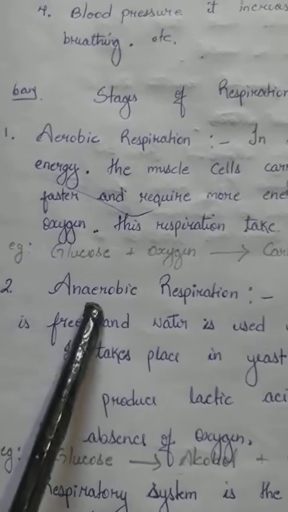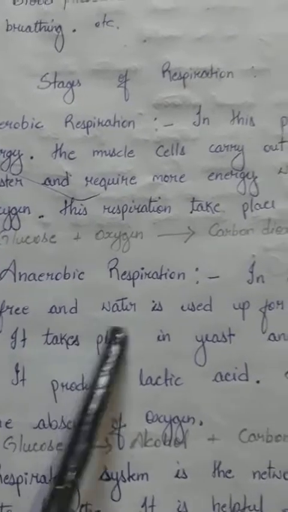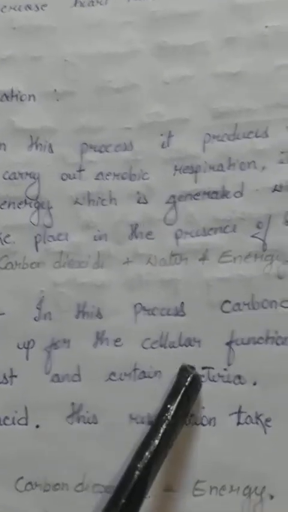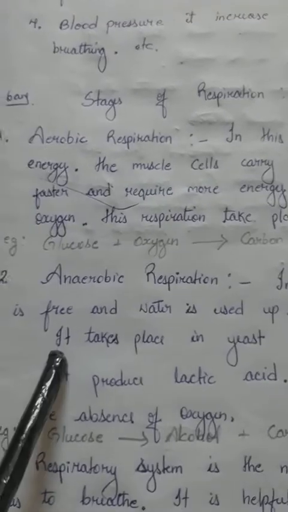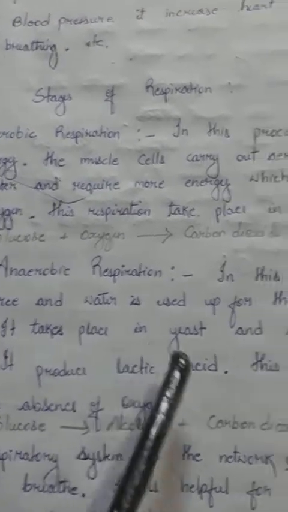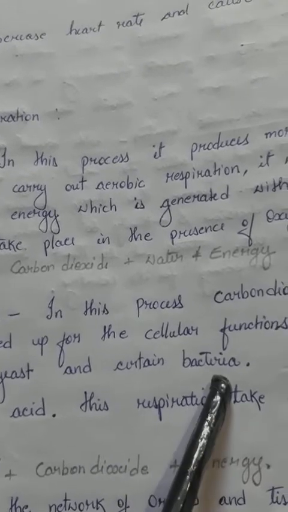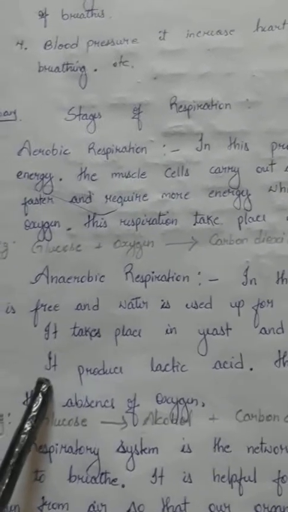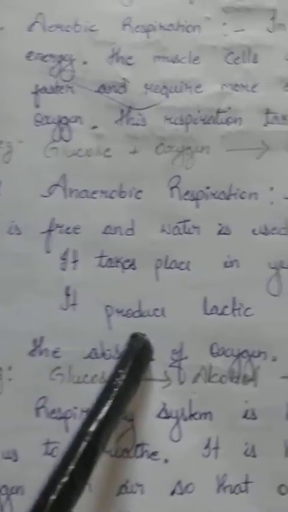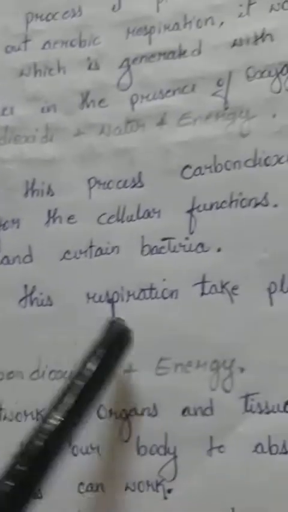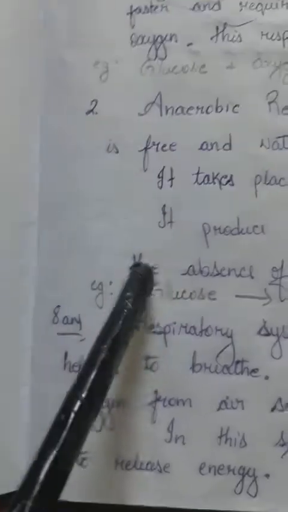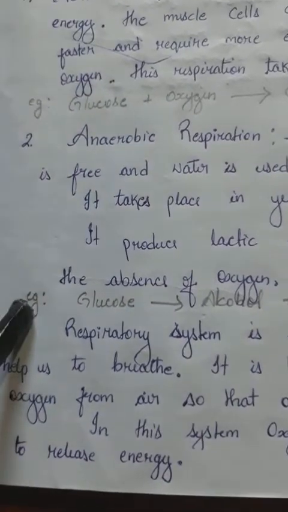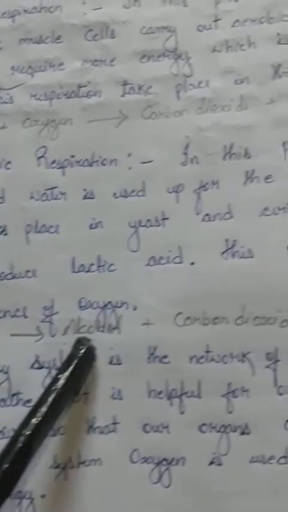Point number 2, anaerobic respiration. In this process, carbon dioxide is freed and water is used up for the cellular functions. Full stop. Next line. It takes place in yeast and certain bacteria. The next line. It produces lactic acid. This respiration takes place in the absence of oxygen. The example, you can write this, glucose to alcohol plus carbon dioxide plus energy.